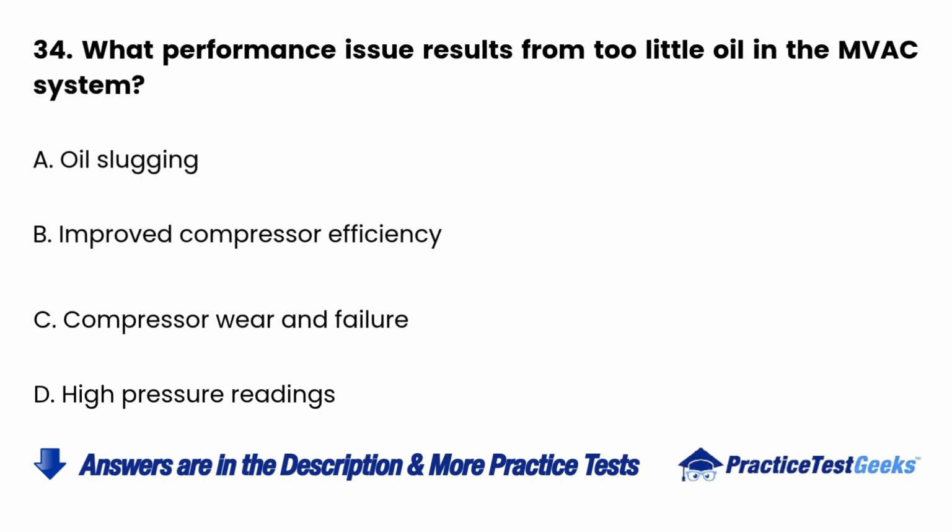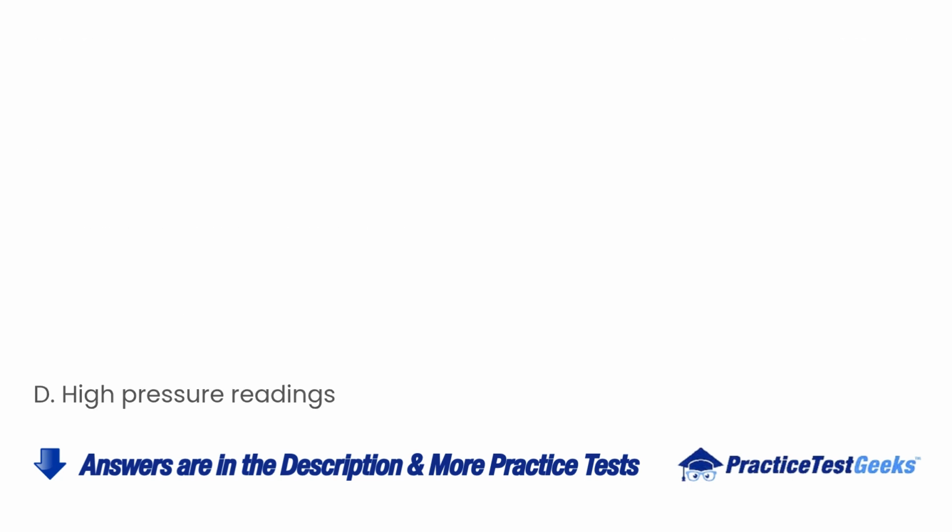34. What performance issue results from too little oil in the MVAC system? A. Oil slugging. B. Improved compressor efficiency. C. Compressor wear and failure. D. High pressure readings.